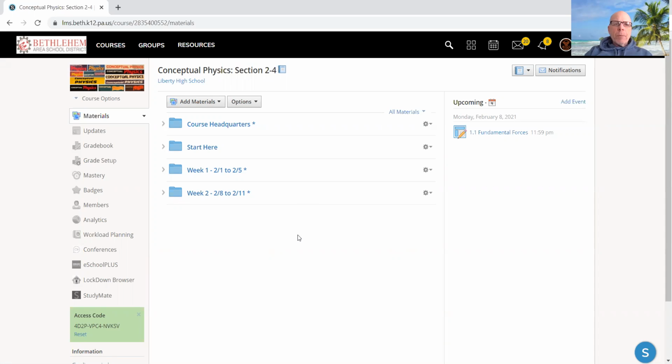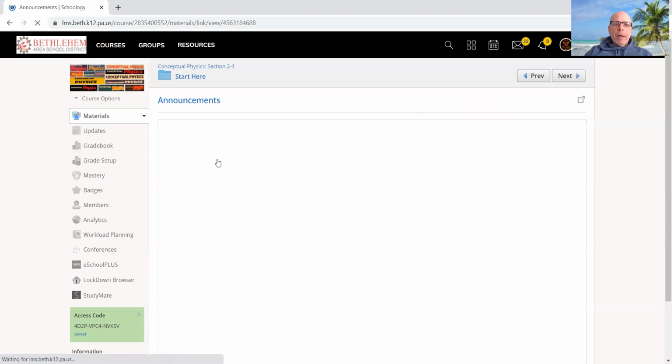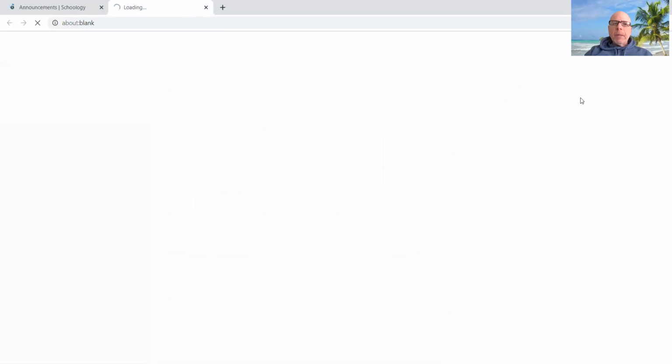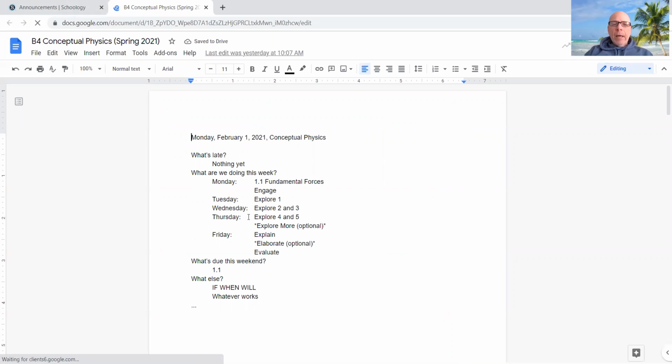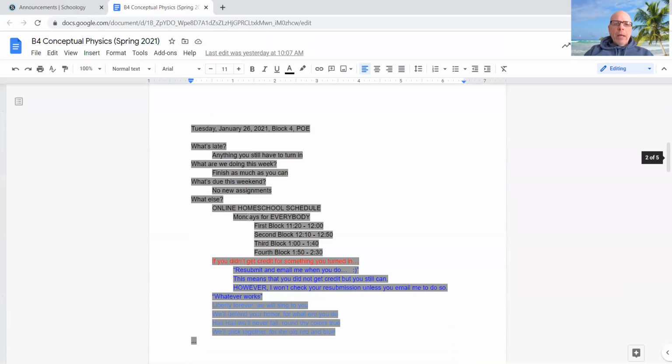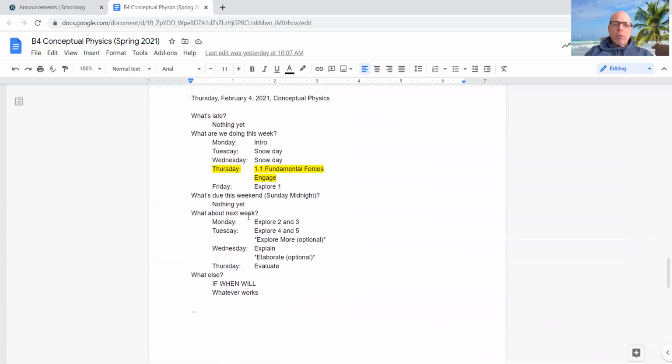This is your School of G course page, Conceptual Physics, and whenever you go here, which is every day, you go to the start here and you open up announcements, and I like to open that up in a new tab. And in the announcements, you see we had announcements on Monday, and there they are. And then Tuesday and Wednesday, I grayed out because they were snow days and they don't exist anymore in terms of what we did in school.